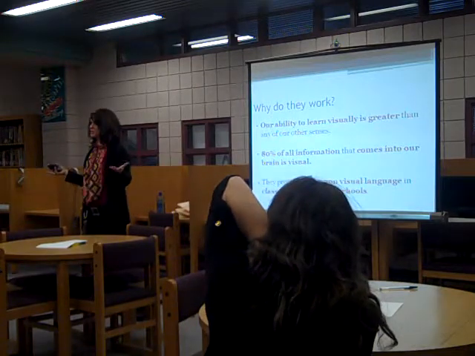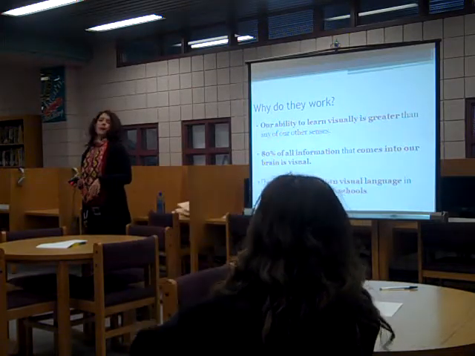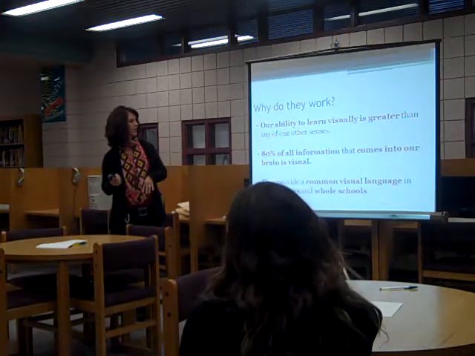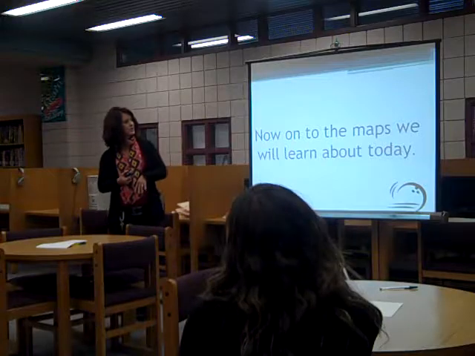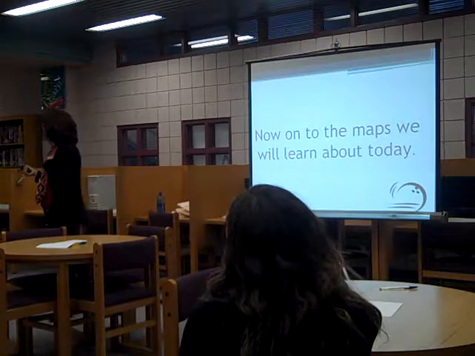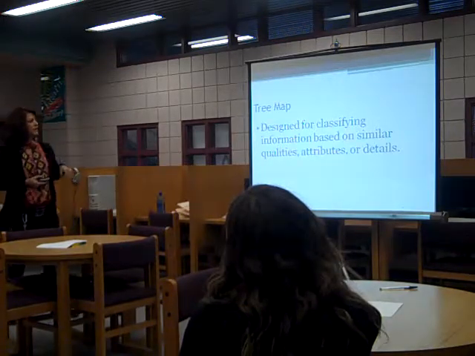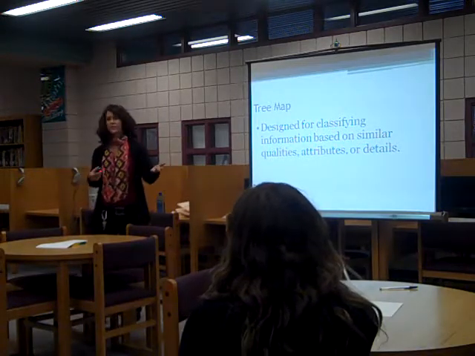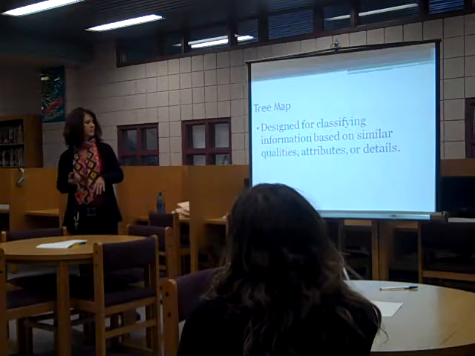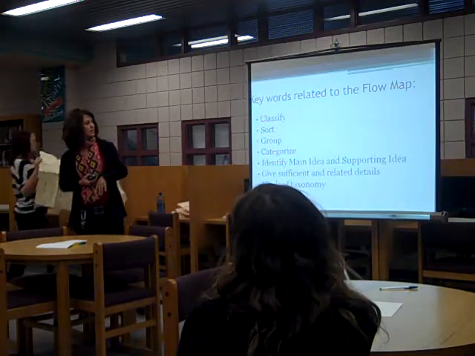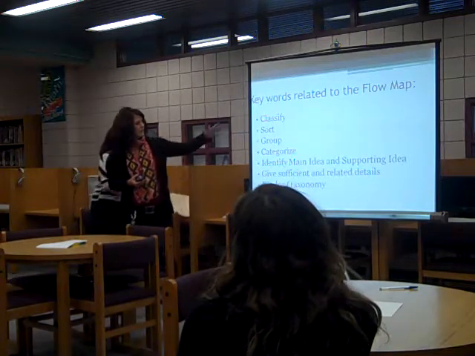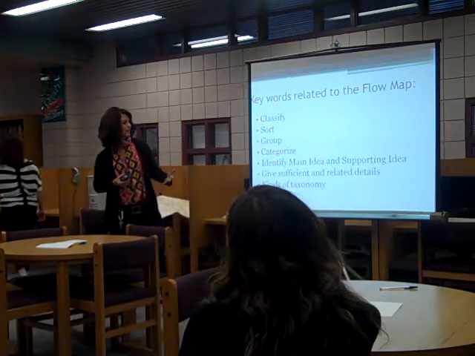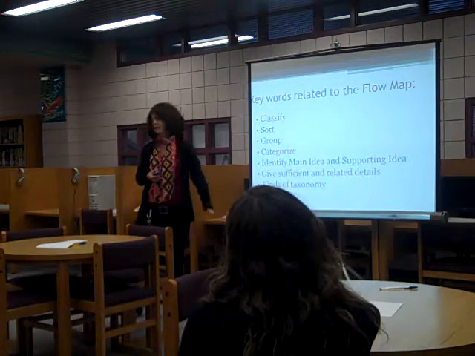There are thinking map schools, which we're trying to become one, where they use them all across the board. The whole school is committed to it. It's kind of cool. So I'm going to start off with the tree map. It's pretty basic and easy to do. A tree map is basically for classifying information based on similar characteristics, qualities, attributes, details. The key words that go with the tree map are classify, sort, group, categorize, identify main ideas, supporting details, give sufficient related details, and a kind of taxonomy.